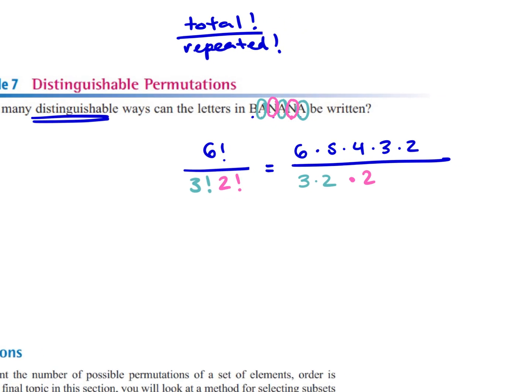I have a pair of 3's that'll cancel, a pair of 2's that'll cancel. And then I've got another solo 2, so I could cancel that out with 2 from the 6, but I'd be left with 3 there. So I divided 2 from 6, but I still have 3. So now I'm just multiplying 3 times 5 times 4. So 5 times 4 would be 20, times 3 would be 60. So we have 60 distinguishable permutations.